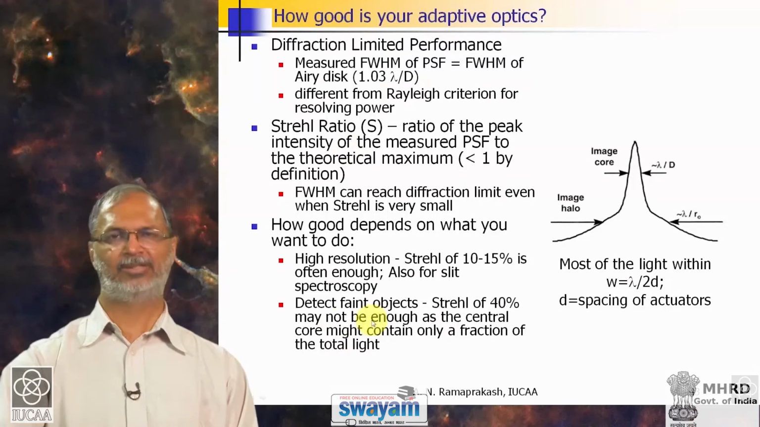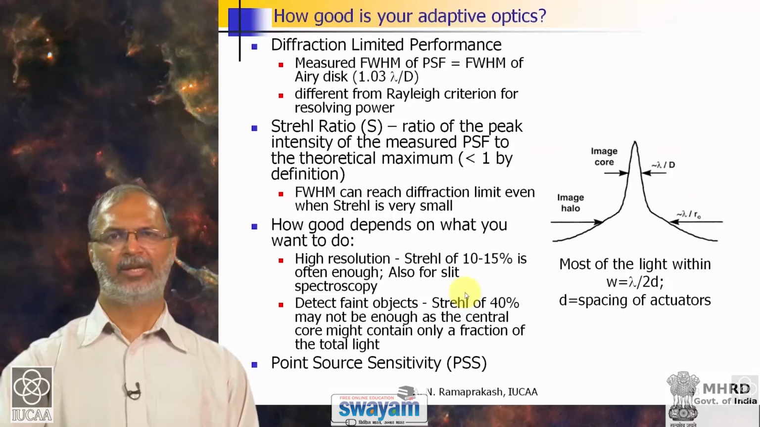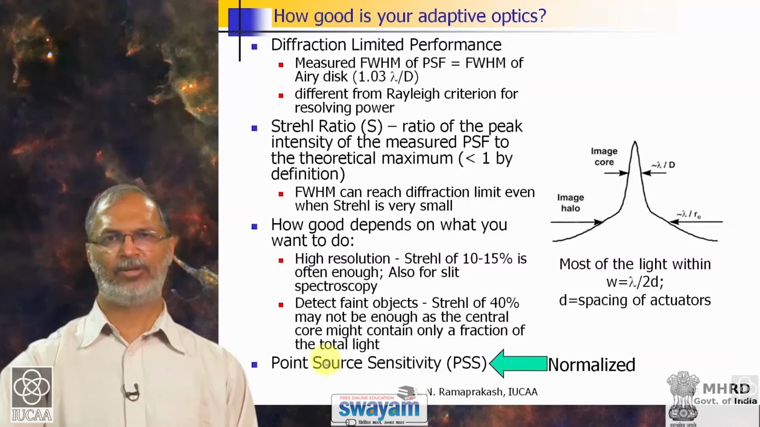So, depending on what kind of science or astronomical observations you want to do, you have to emphasize whether you want a high Strehl ratio or high diffraction limit or a combination of both, and so on and so forth. So, I will come to this point a little later. Finally, what you are trying to define is the point source sensitivity you can achieve with your AO system, and compare that with what can be achieved with an ideal system working above the atmosphere, and that would be a good measure of the AO system.